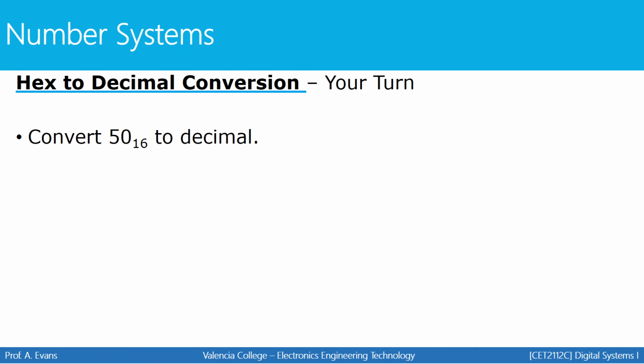All right, now it's your turn. Try to convert the number 50, which is base 16, to decimal. And here's the answer. 50 in hex is 80 in decimal.